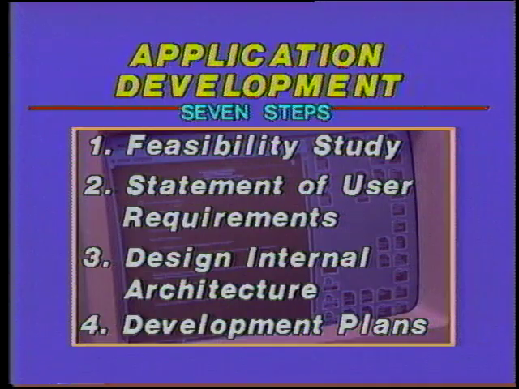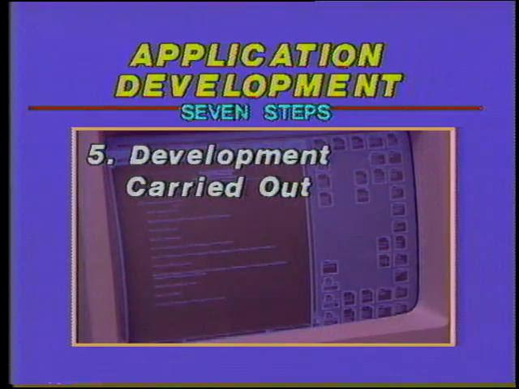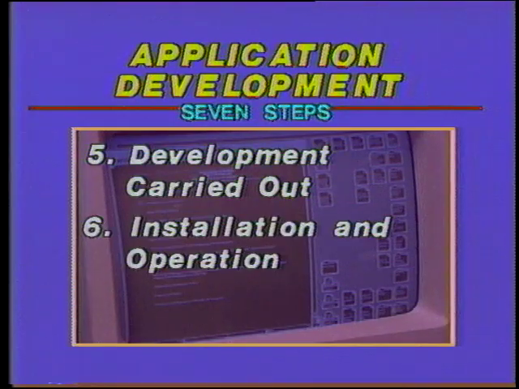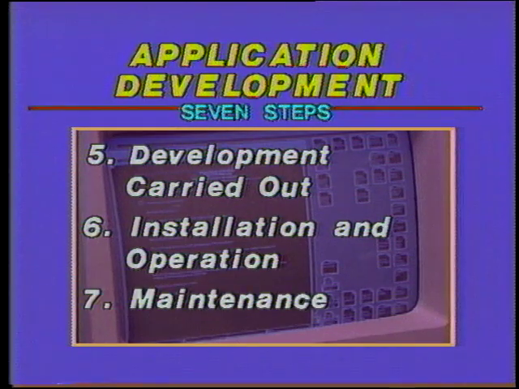These include schedules, staffing and specifications for programming, documenting, testing, and training. And in step 5, those development activities are carried out. The lines of code are written, the manuals are written, the program is tested and debugged, and a support staff is established. Step 6 is the actual implementation and operational cutover of the new system. And step 7 is the continuing maintenance and modification of the application system over its life cycle.